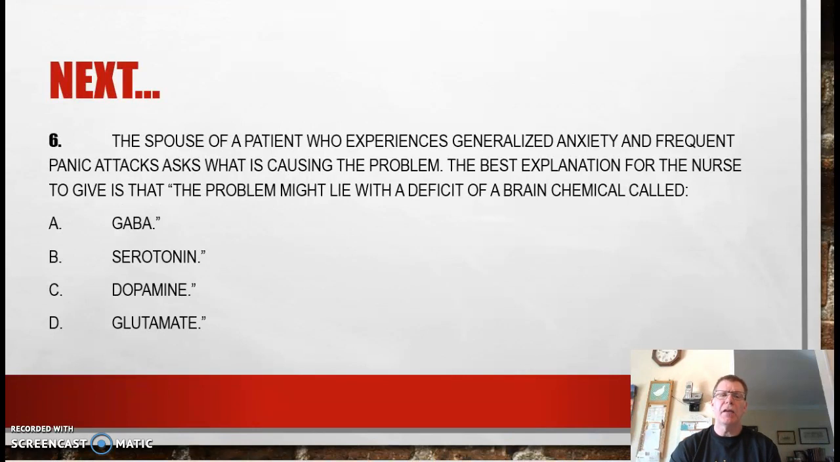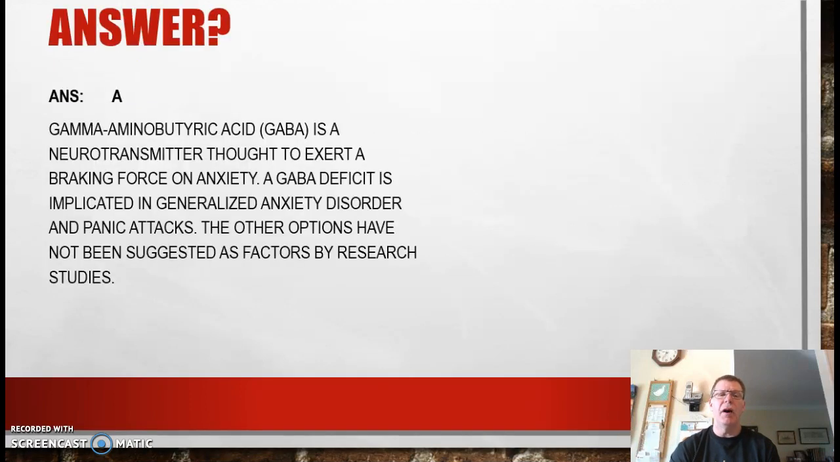Okay, next. Another psychobiology question. The spouse of the patient experiences generalized anxiety and frequent panic attacks and asks what is causing the problem. The best explanation for the nurse to give, the best response, is that the problem might lie with a deficit of a brain chemical called, pause your video, GABA. GABA is your inhibitory neurotransmitter, implicated in anxiety disorders. The A response. Very good.